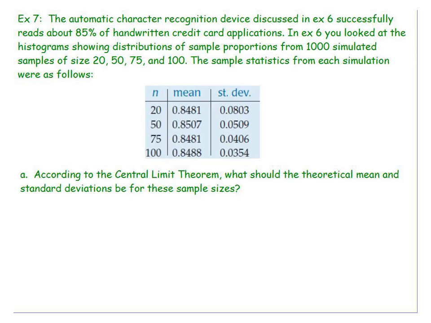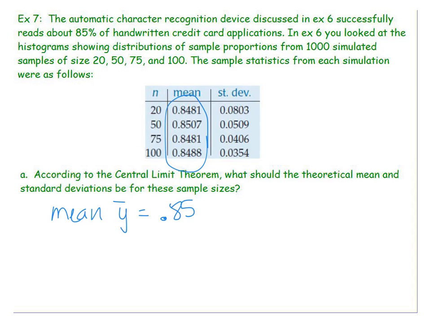So the central limit theorem says that the mean for each one of these samples, which we called y bar, should be the same mean as the population. And the population says that it successfully reads 85%, or 0.85. So according to the central limit theorem, that's what the means should be. Well, if you look at the means in our table, I wouldn't say we were too far off. Some of them were a little low, some of them were a little high, but for the most part, they were pretty close to 0.85.